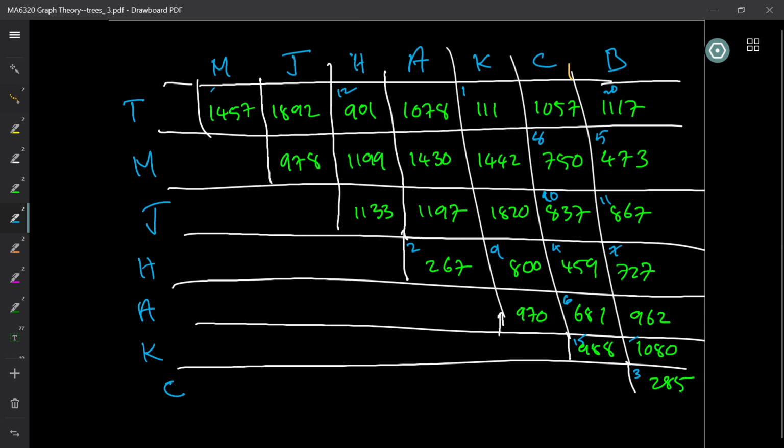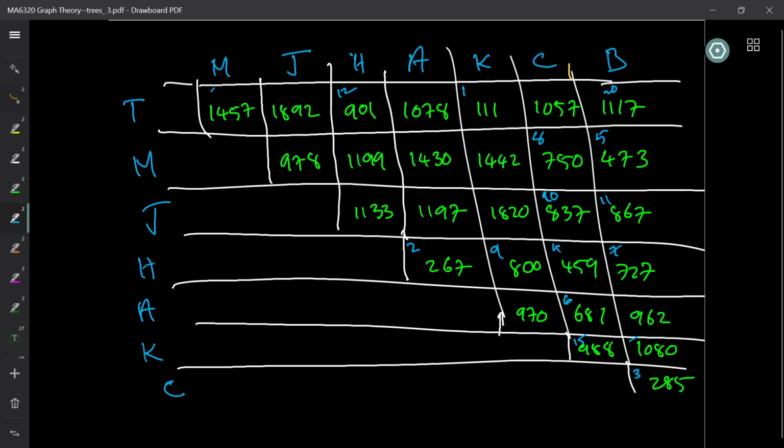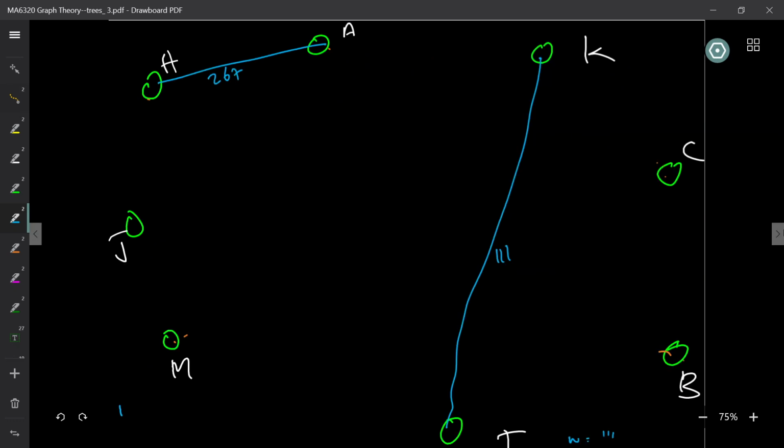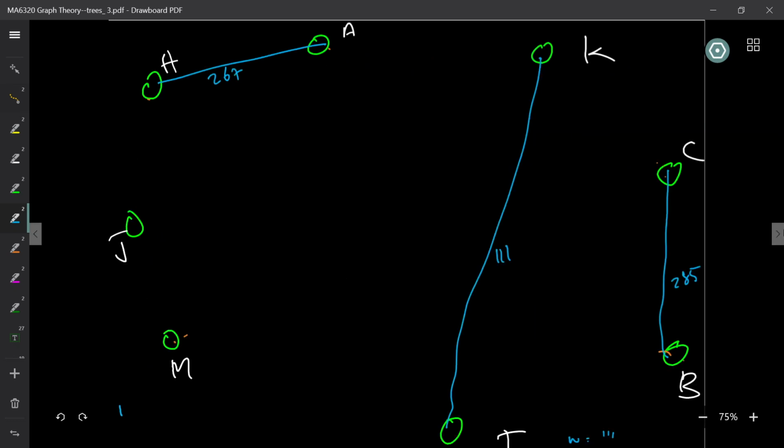So what is the next edge? The second weight is 267, which is between H and A, which is Hyderabad and Amaravati. So I add this, and this is 267. Then go for the third one. The third one is Chennai, Bangalore, 285, C and B. Then the fourth one. Where is 4? I cannot find it. Okay, I think it is 459, which is between Chennai and Hyderabad, C and H.